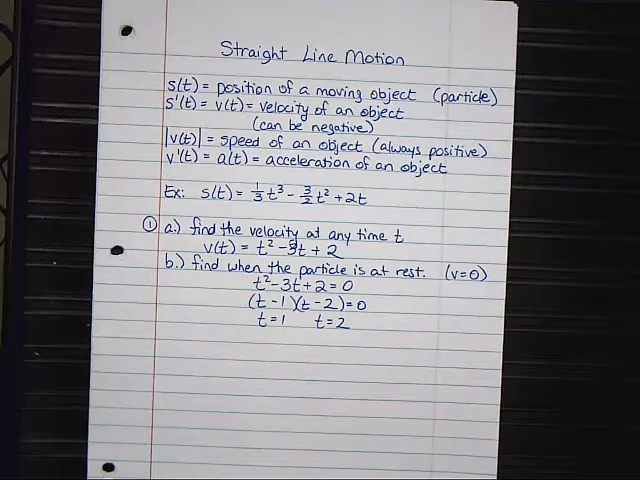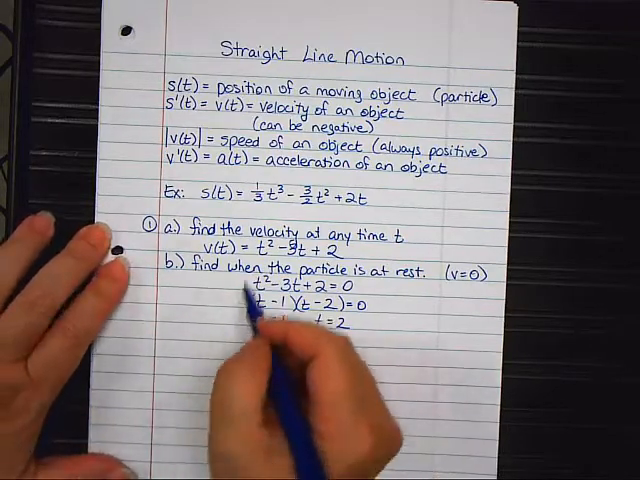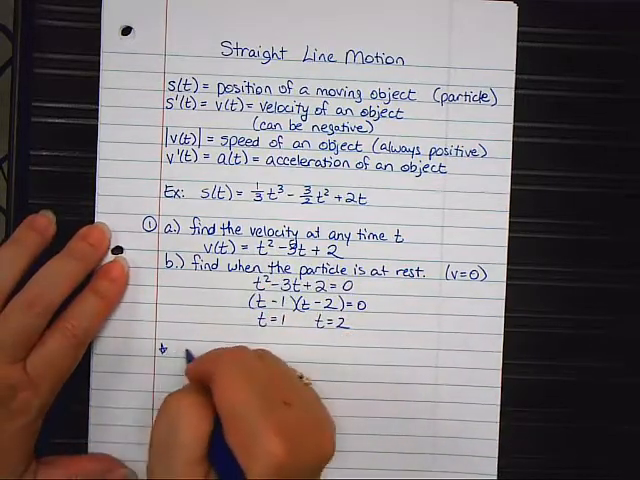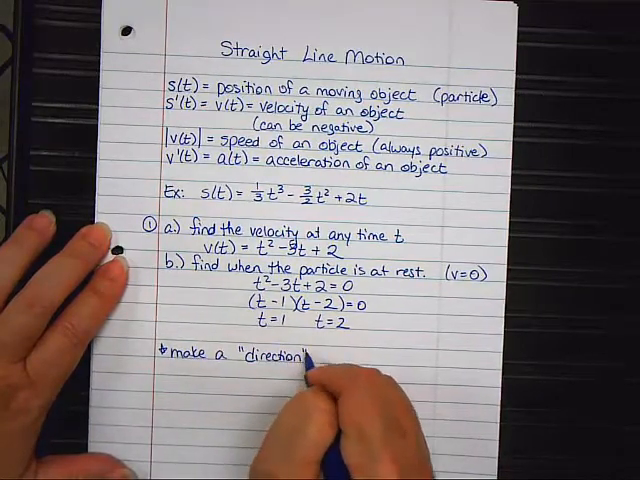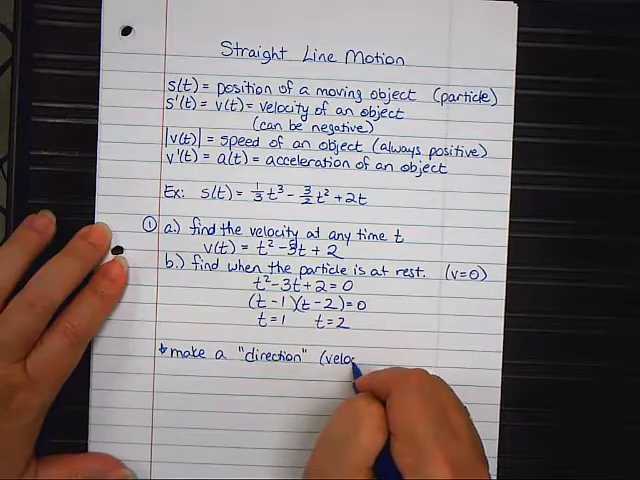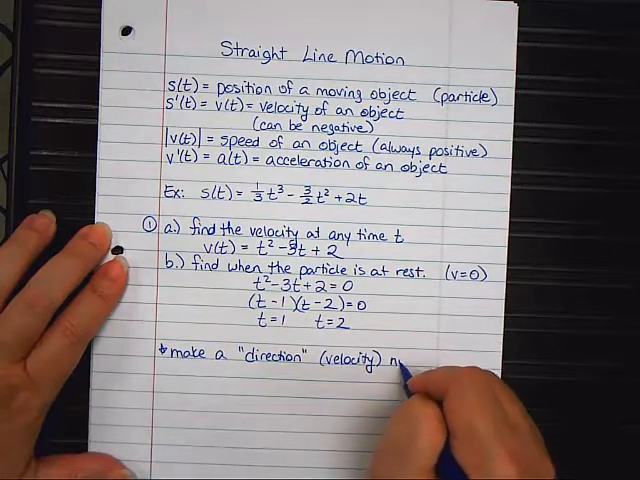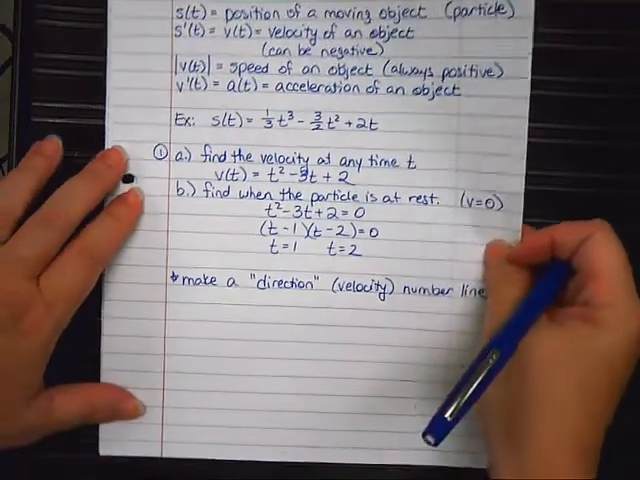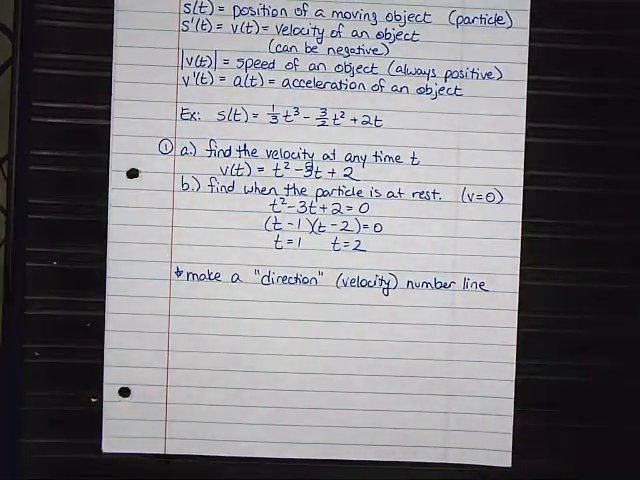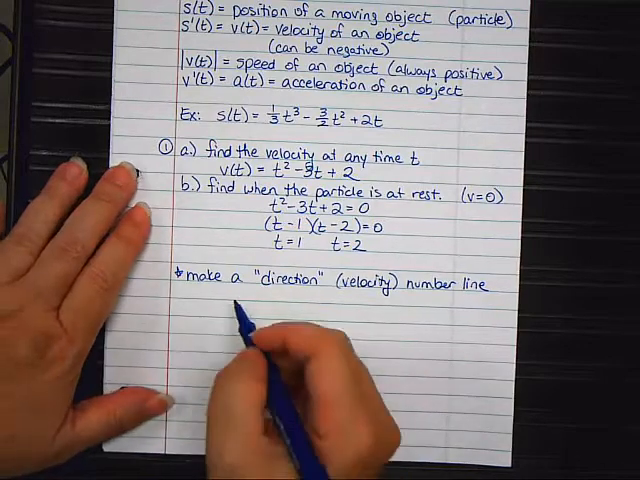Okay? Now, what the problem is going to ask you to do, this is the setup to get you ready for part 1, which is to make a velocity number line. We are going to make a direction number line. We're going to use this information to figure out what direction this thing is moving. Is it going right? Is it going left? Where is it turning around? Etc.